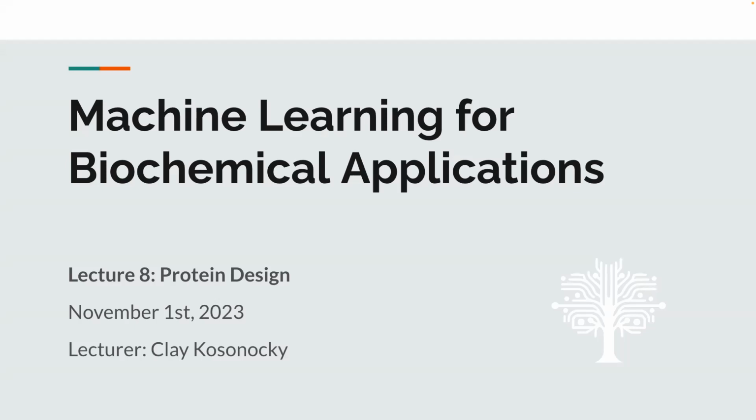My name is Clayton Kosonocky. I taught the first lecture. I'm a second-year PhD student in Andy Ellington and Edward Marcotte's lab. I'm primarily doing research in using AI to annotate chemical functionality and then also predict it as well. Today, we will be talking about protein design and a little bit of protein engineering thrown in as well.